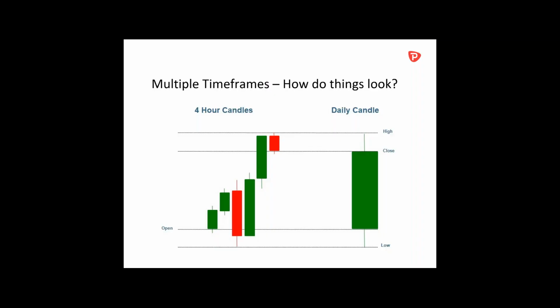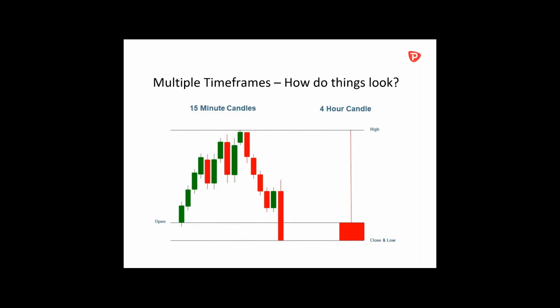So let's take a look at some examples of multiple time frames and how things look. Here we've got an example of a 4-hour candle and then a daily candle. And you can see how the 4-hour candles, well, this is what makes up this daily candle, look very different. So straight away, you might be saying, oh, well, of course, that's how it is. But then when we look at this second slide, what you'll notice is sometimes things can look even more different.